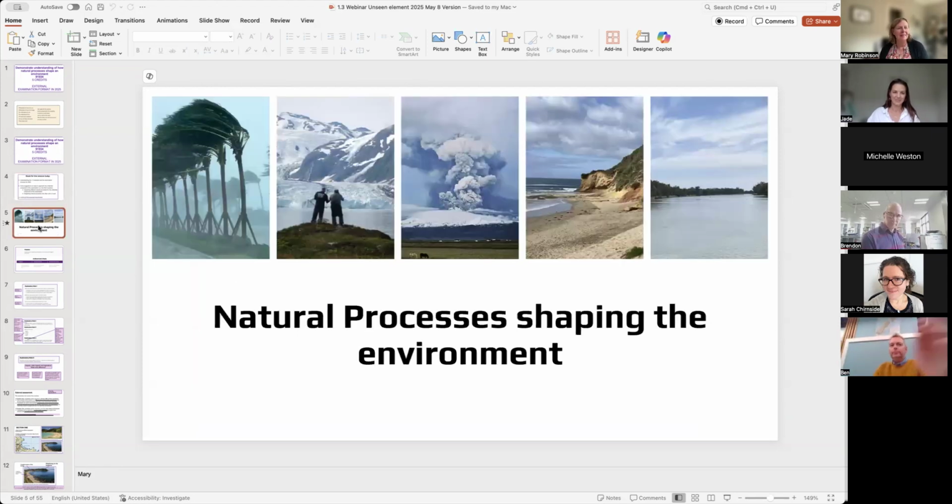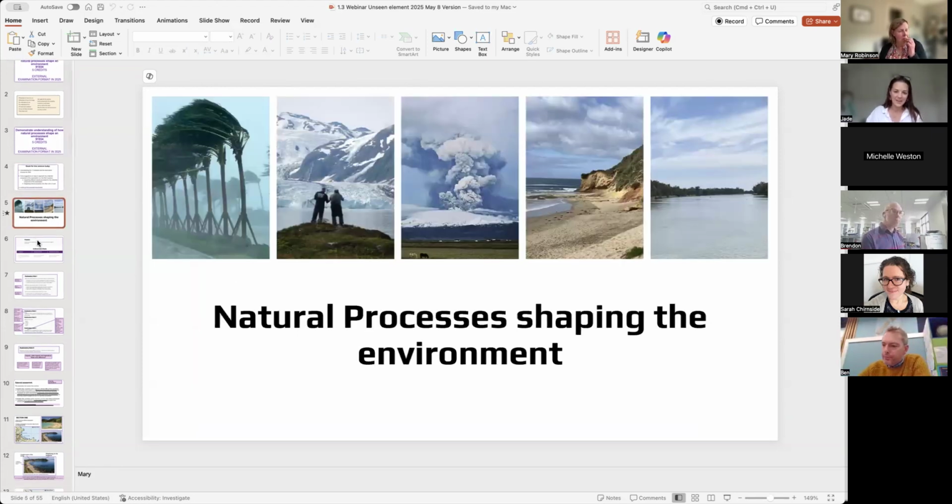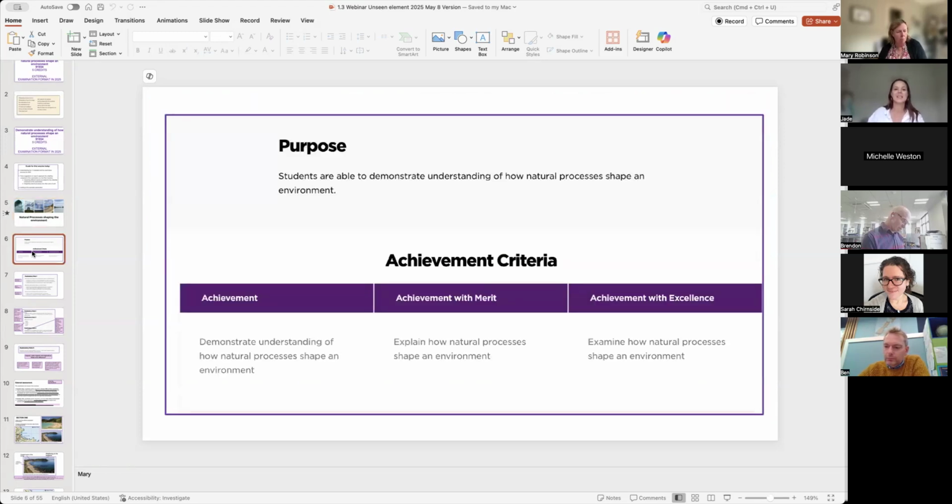Okay, not a problem. So we're having a look at the standard, which is how natural processes work to shape the environment. And when we look at the standard on the next slide, we can see that it says demonstrate understanding how natural processes shape an environment. So paying attention to the word processes and noting that it is a plural is very important for success with the standard. And we're going from demonstrating understanding to explaining how natural processes shape environments through to examining.